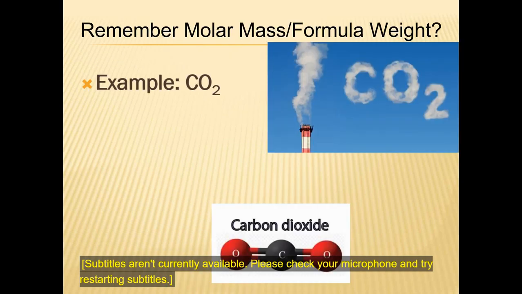Remember when we did the molar mass per formula weight? Can you find me the formula weight of CO2? Do that really quickly. If you need a calculator, there's some up here. You're more than welcome to borrow them. We are going to need calculators out. You might want to get your periodic table out too, because unless you can see the periodic table behind you, you need it. How much? Good. That is right.